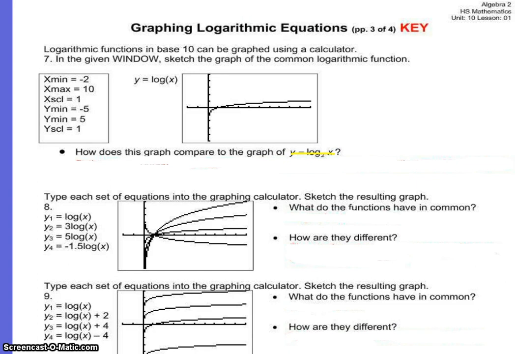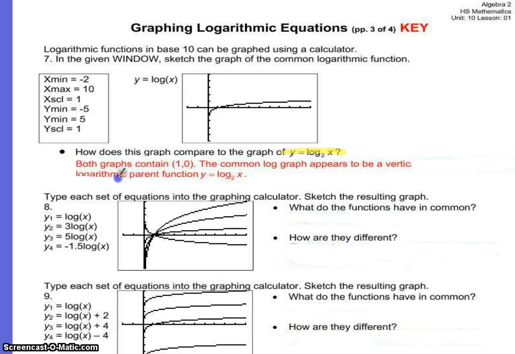Okay, so if I have, let me fix this right quick, guys. That should be highlighted. If I compare this graph to the other graph on my first screen, what do I notice? We're on my first page. Both contain the point (1, 0), and the common log graph appears to be a vertical compression of the logarithmic parent function. So it's a vertical compression.